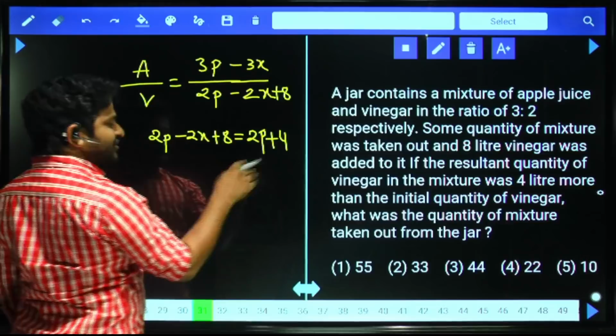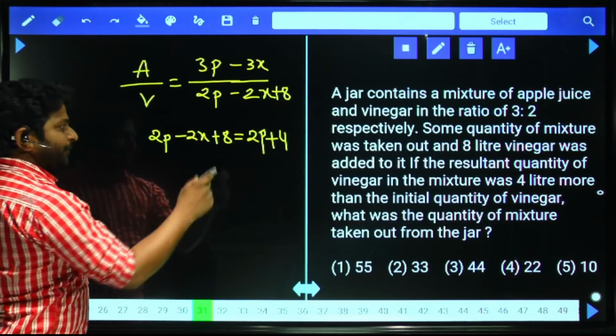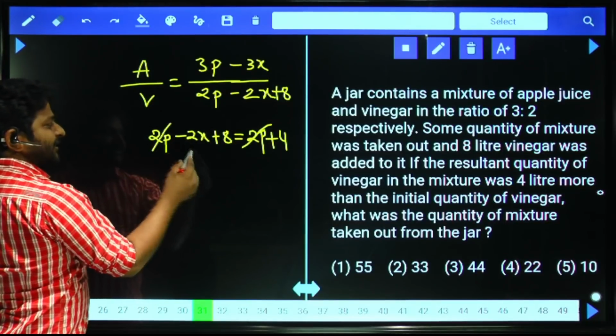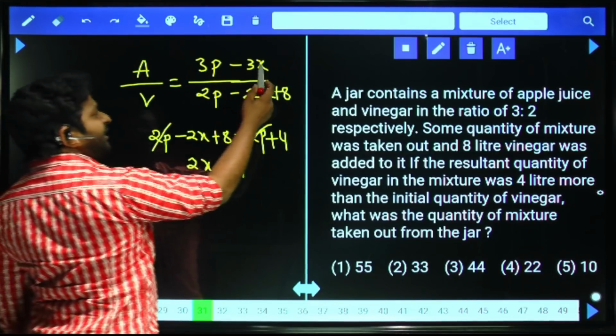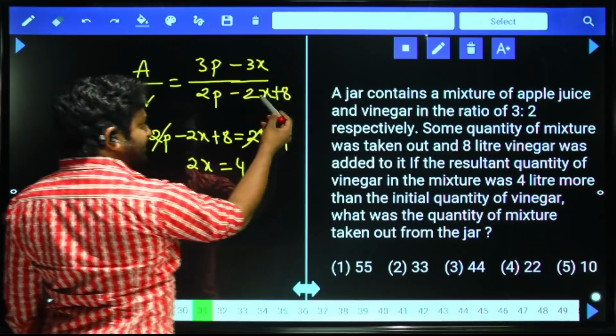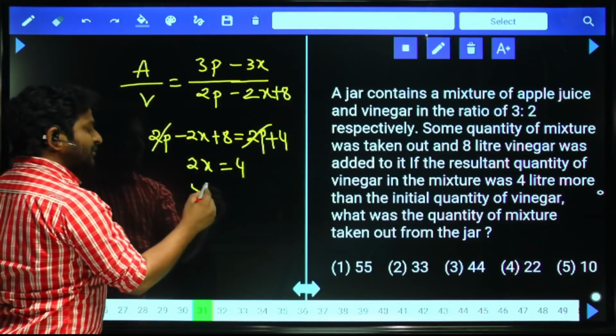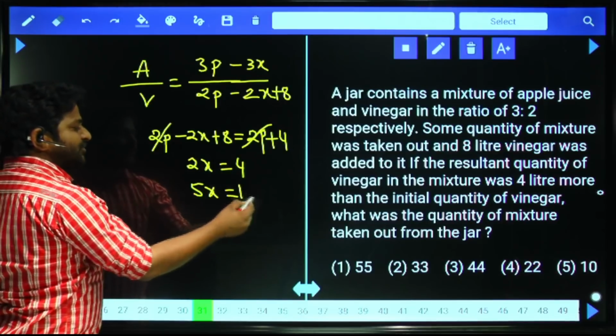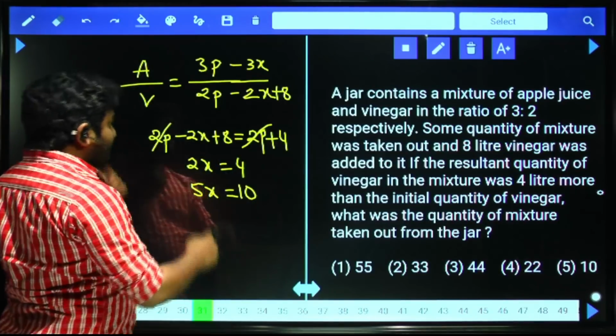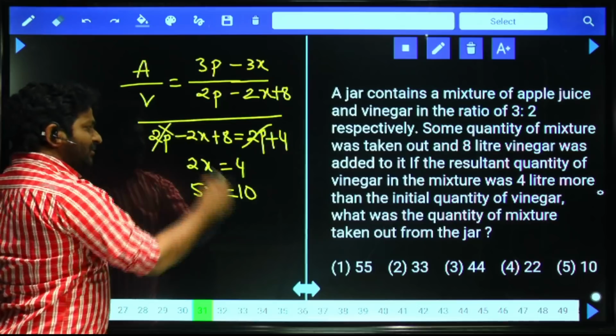Actually, we don't need to do this, we can say it without doing it, but we'll do it first. Now 2 parts gets cancelled. From this, 2x is equal to 4. Now the quantity taken out from the vessel is 3x and 2x, which is equal to 5x. That quantity is 2 times 5, which is 10. So now we can stop the whole thing here.